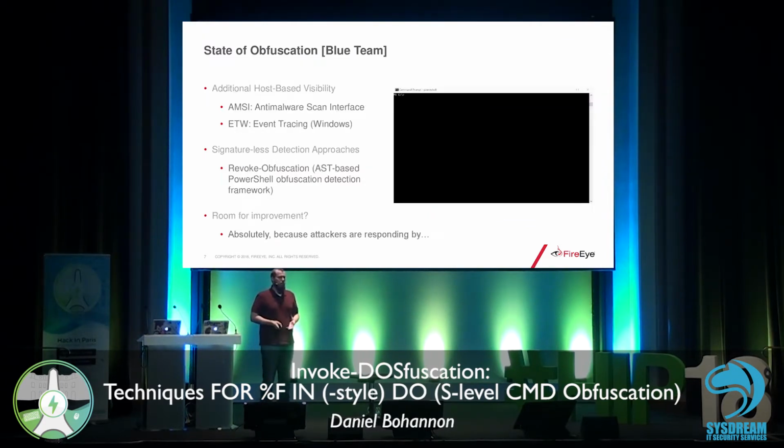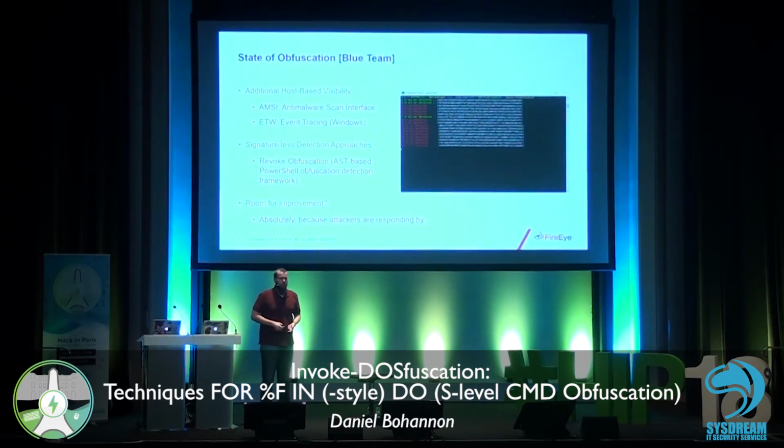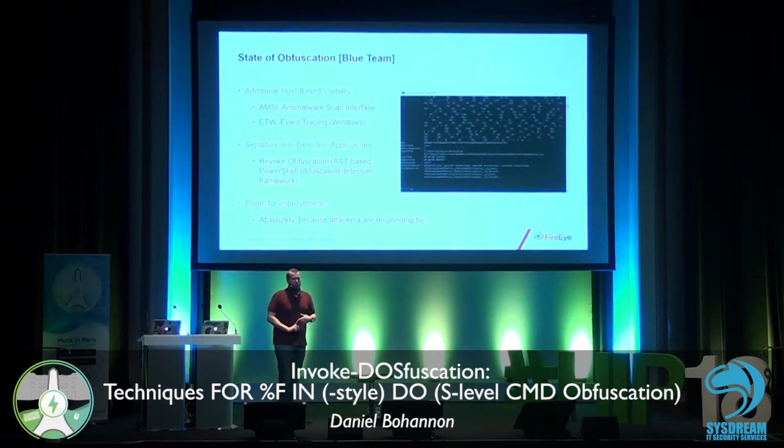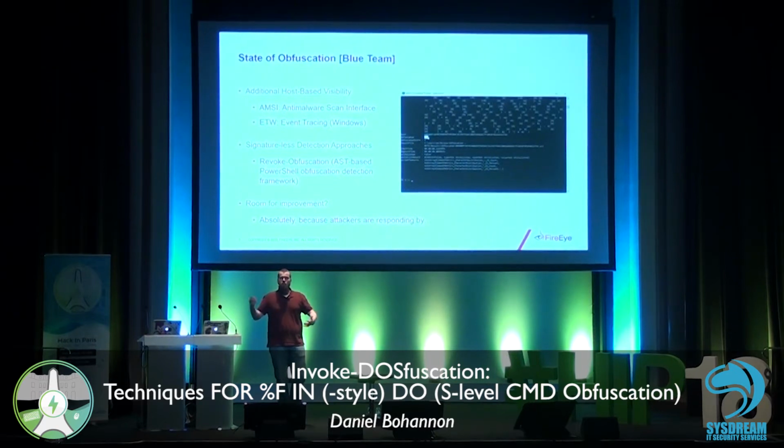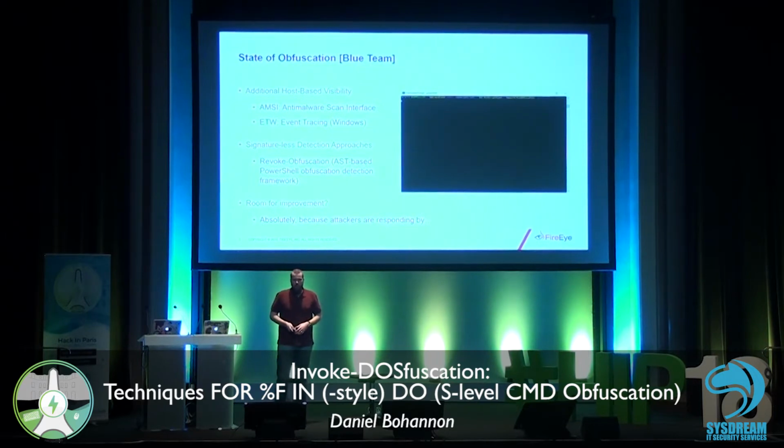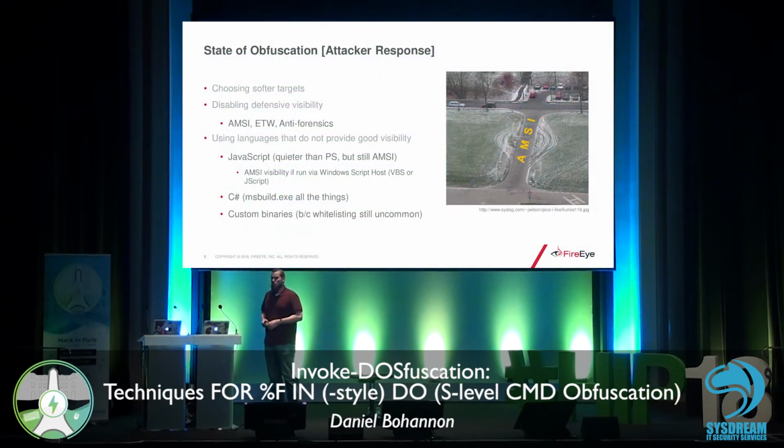From a blue team's perspective, we've actually seen some really significant improvements in visibility from a defensive perspective. Things like Microsoft's Anti-Malware Scan Interface and ETW, which is Event Tracing for Windows. Some of these have been around for a long time, but they're giving defenders today more visibility than we had before. However, attackers are not stopping. They're improving, and they're countering this in one of a few ways. They could just choose softer targets. They say, okay, it's great that you have this defensive visibility, we'll just go after this client that doesn't. Or they're just disabling this defensive visibility.